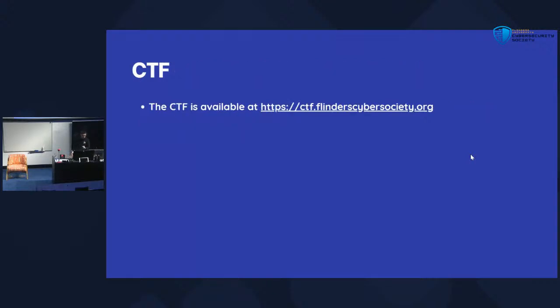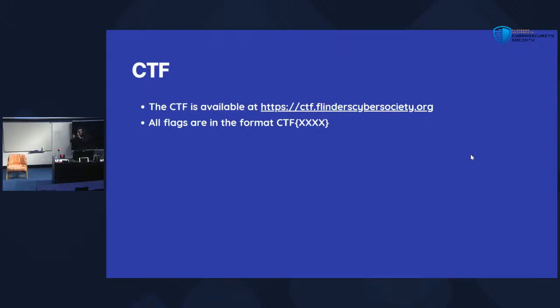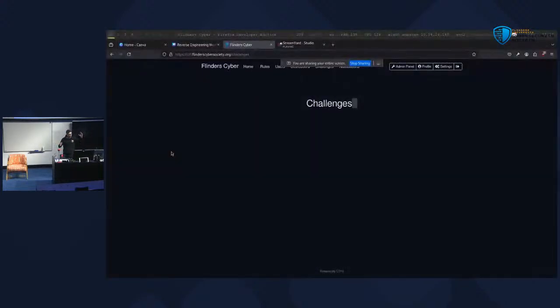And the CTF should be available at this link. So I believe it's in the Discord, ctf.flinderscybersociety.org. And we should have a list of challenges that will need to be made visible in just a moment. All flags are in the format of CTF in capitals and then some curly brackets with something in the middle. When you go to submit the flag, submit everything. So start with CTF, go all the way to that closing curly bracket.